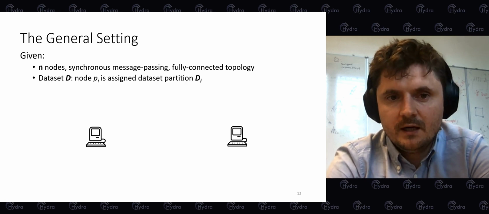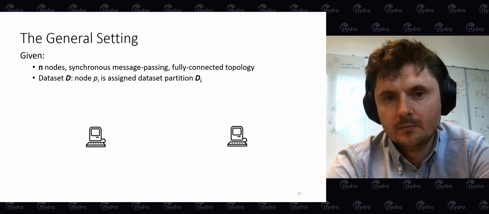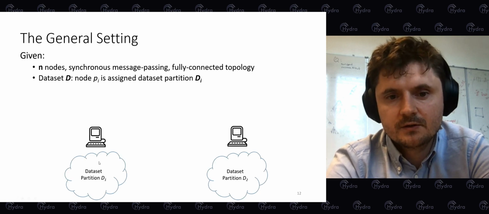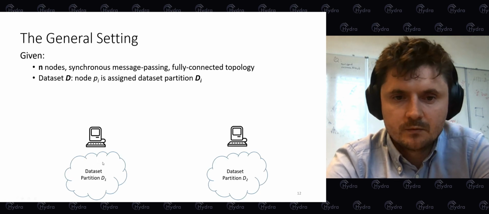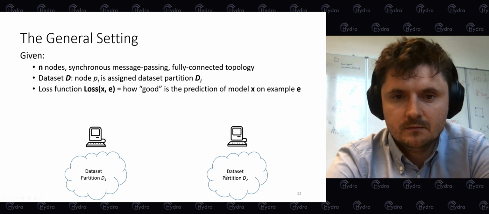And what we do is we have a data set D and we split it among n components. So node P_i is assigned a data set partition D_i. So in this n equals 2 case, we have two partitions, D1 and D2.